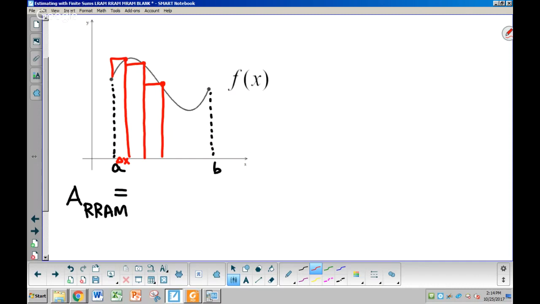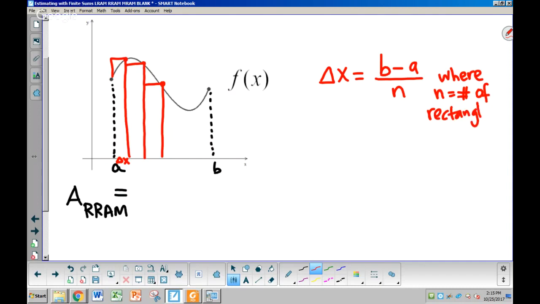Now, if I had to come up with an expression for delta x, knowing where I'm starting and where I'm stopping, what might delta x equal? B minus a. B minus a would be the length of the interval divided by however many rectangles we have, and I'm going to call that n for number of rectangles. Now I'm foreshadowing a little bit, but what happens to the width as I go to infinity with the number of rectangles? Almost as if it's a line. The width is so narrow, right?